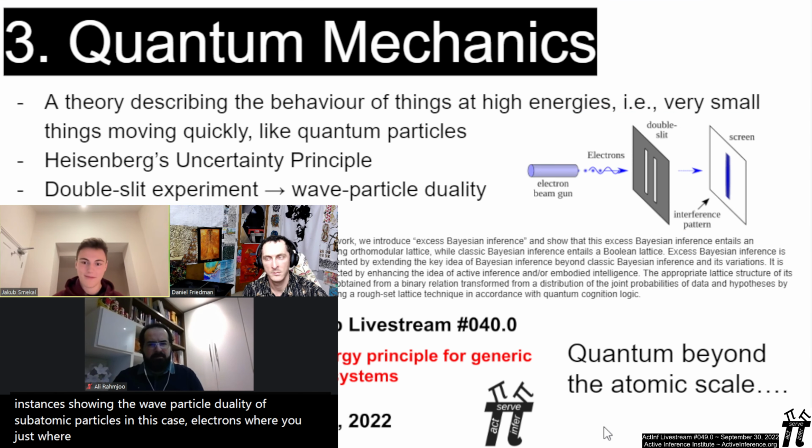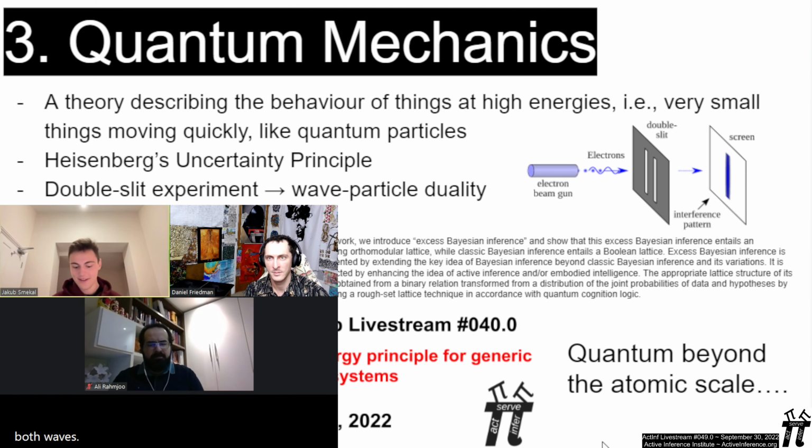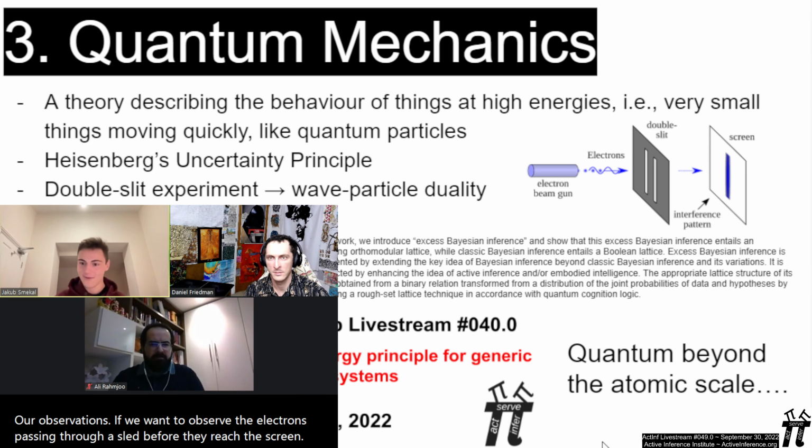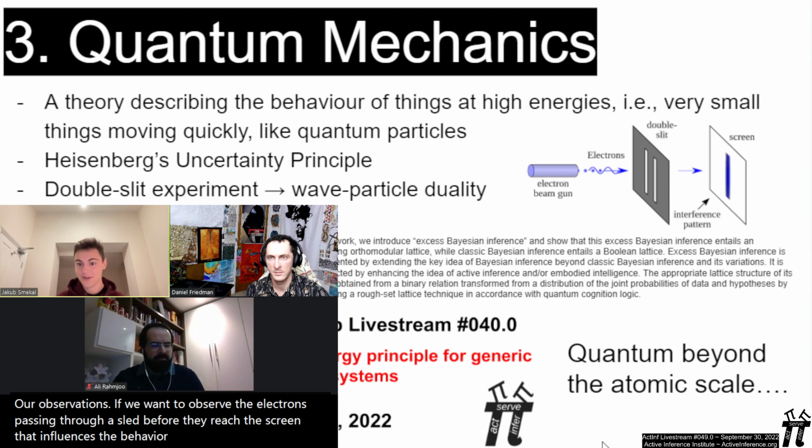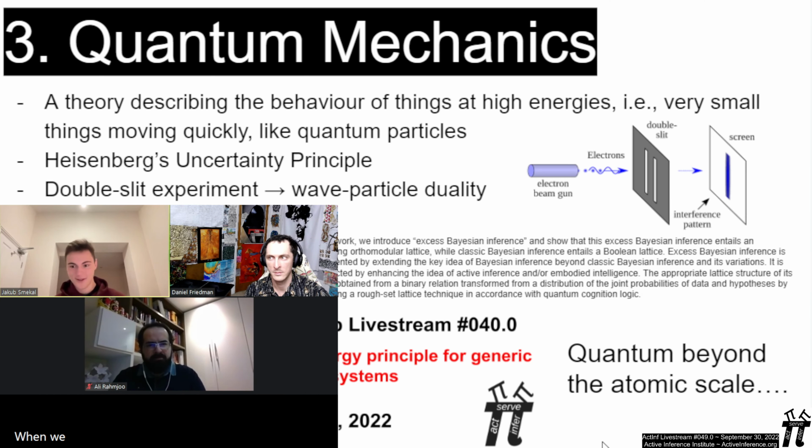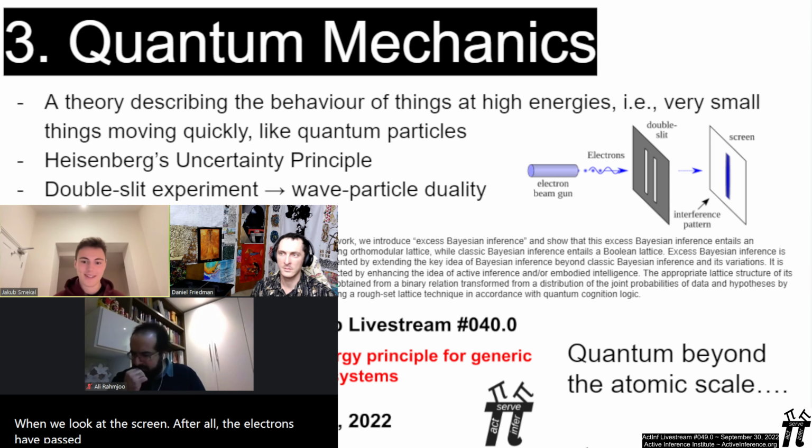particles display behaviors of both waves and particles, and the behavior is very dependent on the way that we do our observations. If we want to observe the electrons passing through a slit before they reach the screen, that influences the behavior of the electrons, compared to when we look at the screen after all of the electrons have passed through the slits.